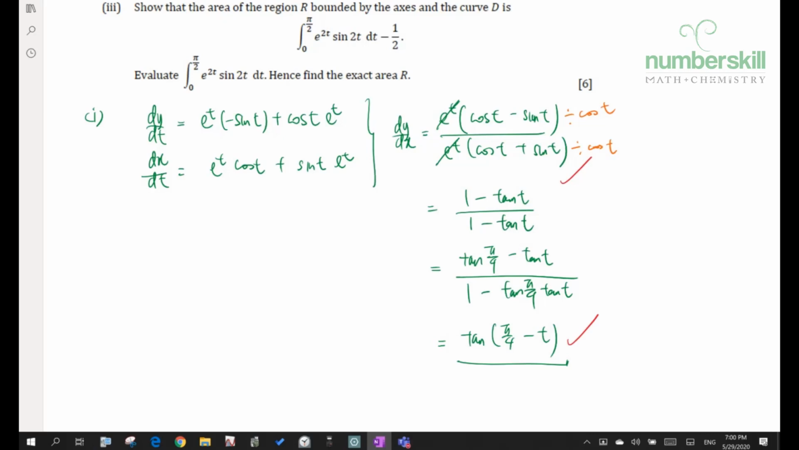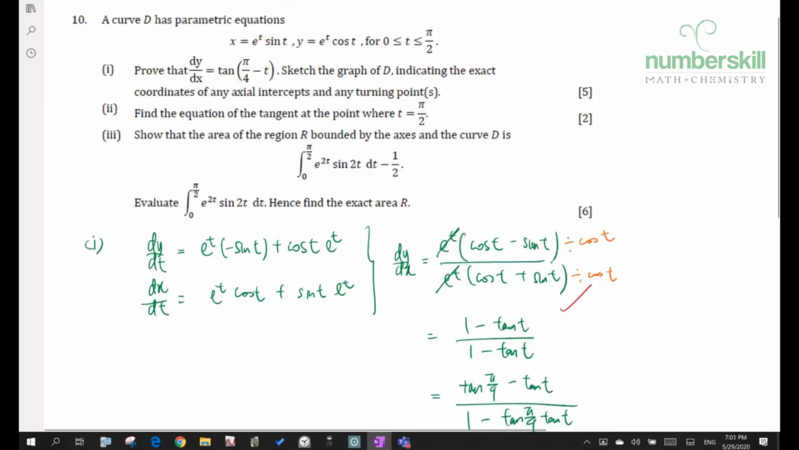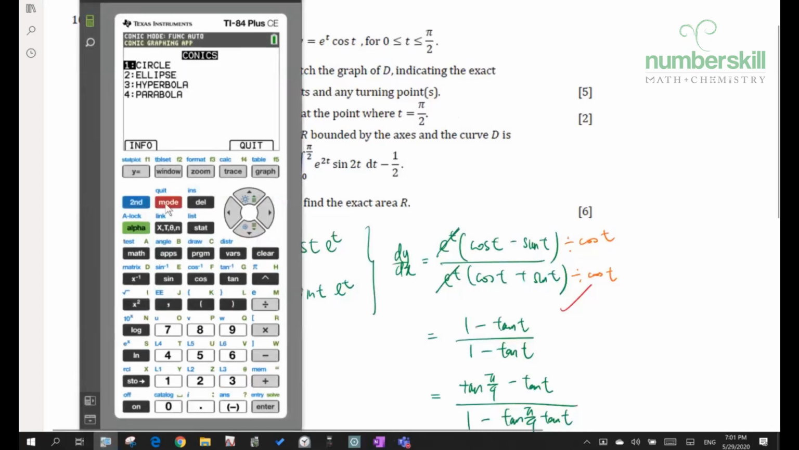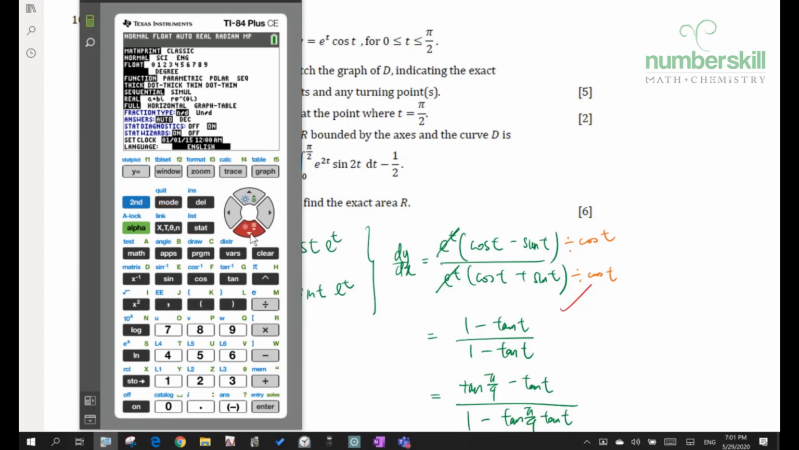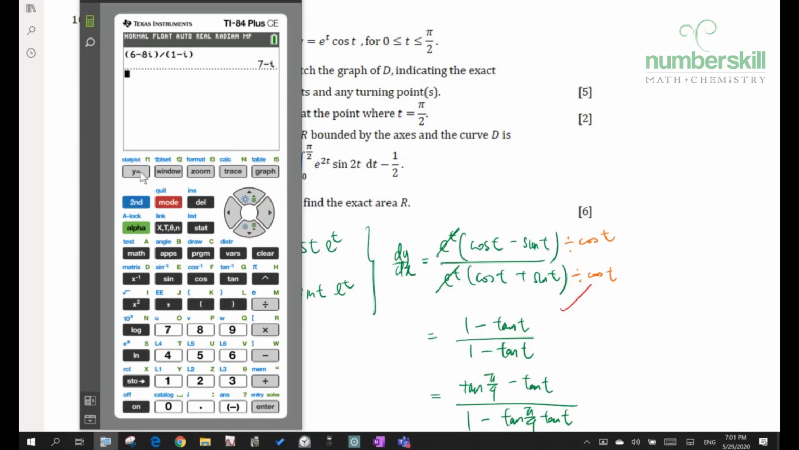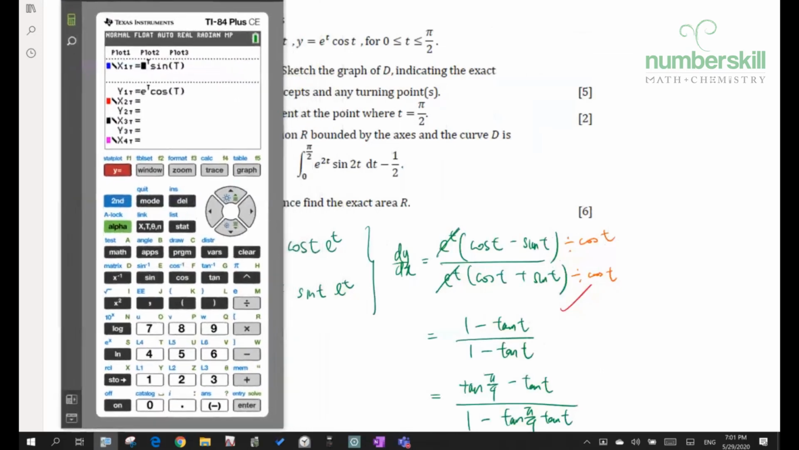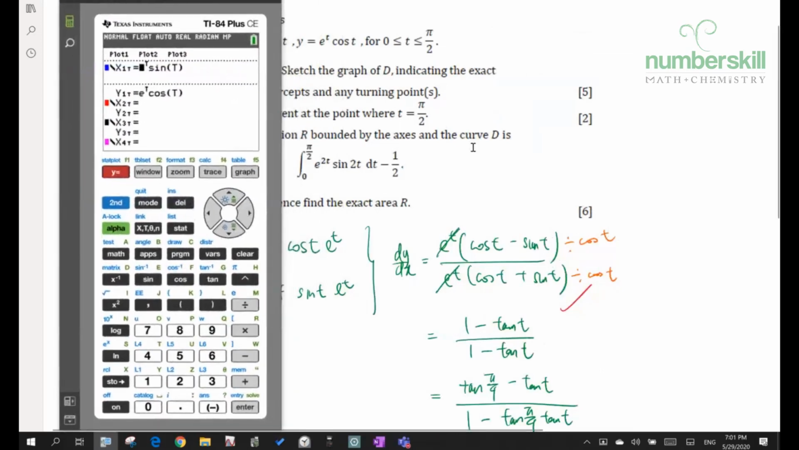Now the sketch is interesting. Yes, this one I probably need to talk a bit more. It's a parametric curve, so of course we go to our GC. Okay, sorry, we should get out of this. You go to mode and you go to parametric mode. Then you go to your graph and punch in the equation, which I already did.